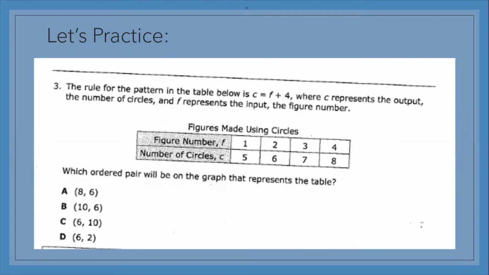No, it's 14 people. It's a full screen. What is this? I don't get it. This is which ordered pair will be on the graph that represents it. So the camera's not on, right? No.